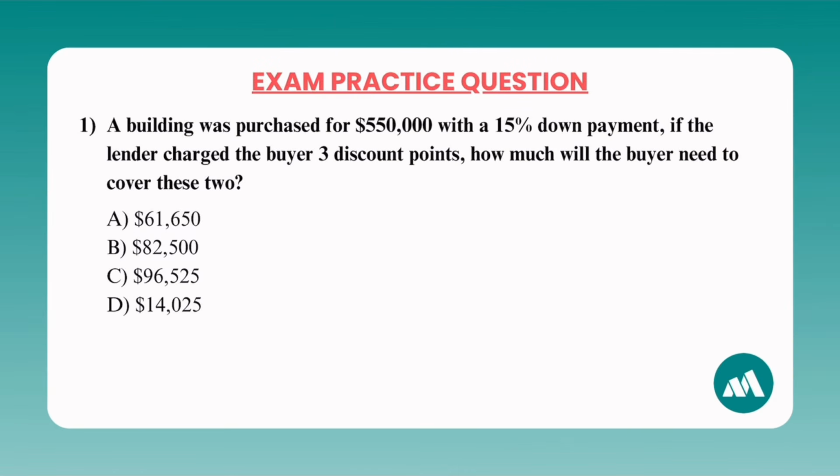Number 1. A building was purchased for $550,000 with a 15% down payment. If the lender charged the buyer 3 discount points, how much will the buyer need to cover these two?